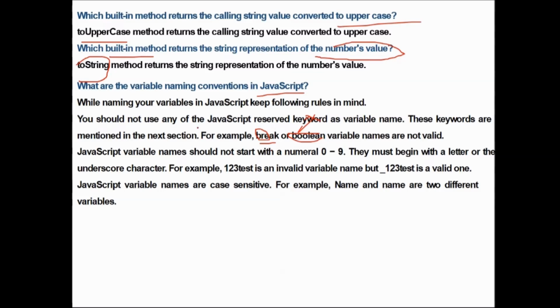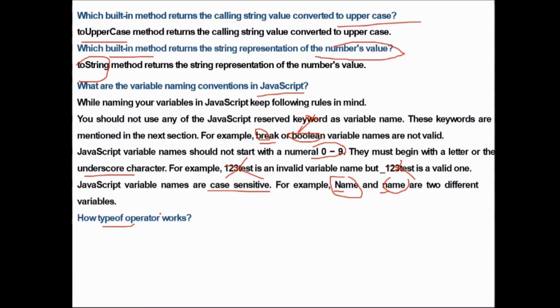JavaScript variable names should not start with 0 to 9, meaning no numerals. They must begin with a letter or underscore. For example, this is invalid, but this is valid: underscore 123 test is valid. And JavaScript variable names are case sensitive. Please mind it, they are case sensitive. For example, Name with a capital N and name with a small n are two different variables.